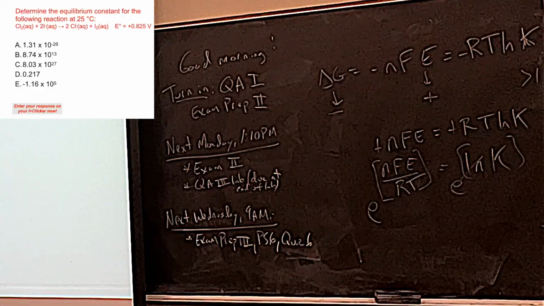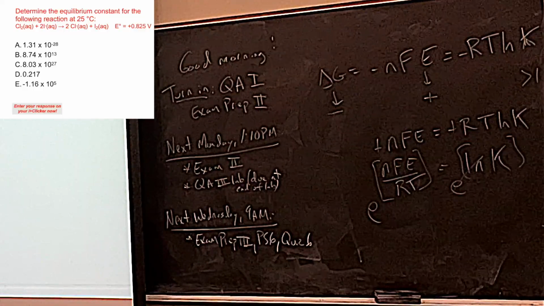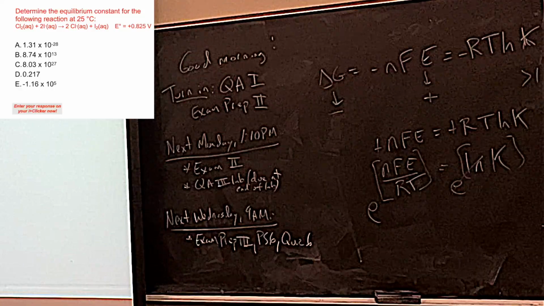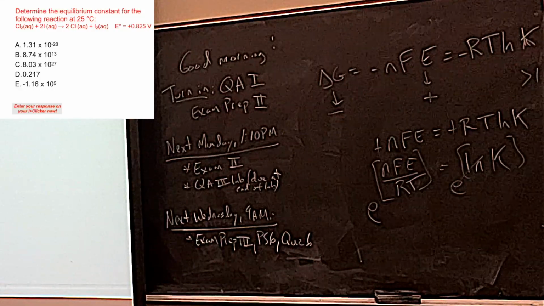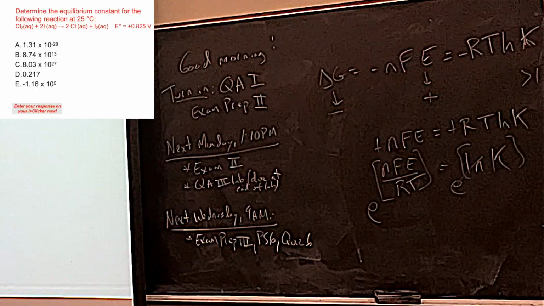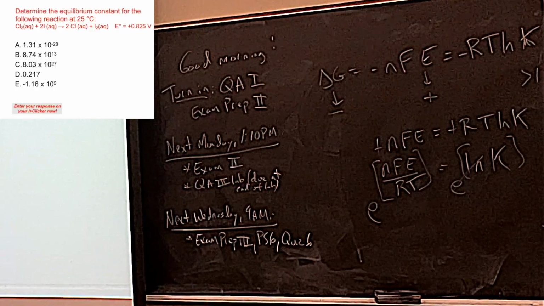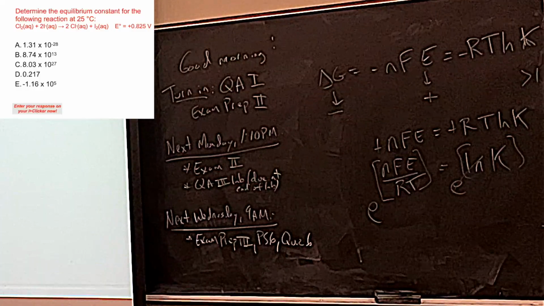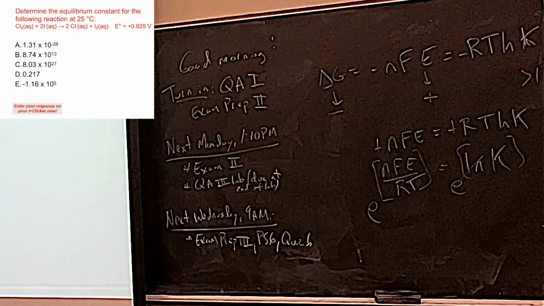So I use one, either the reduced part or the oxidized part, doesn't matter. N is going to be 2. Is that cool? Any questions on that? Okay. F is just something you need to know, 96,045 coulombs per mole electrons. That's the Faraday constant. That's the thing you should know for the midterm.